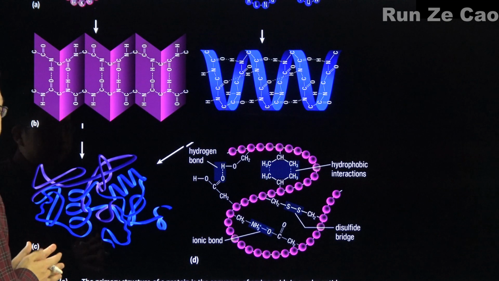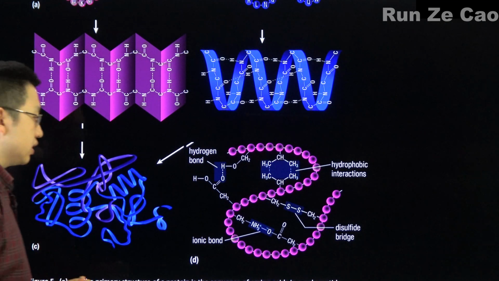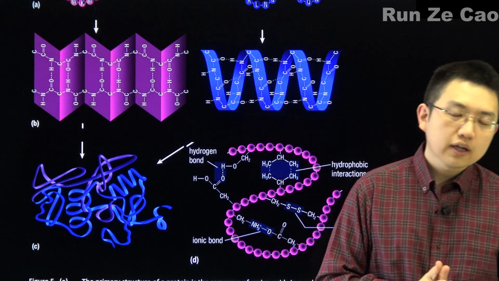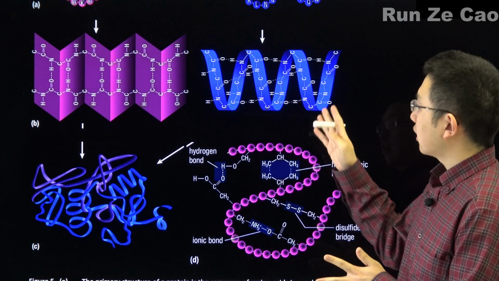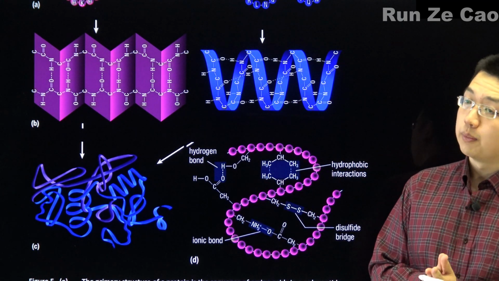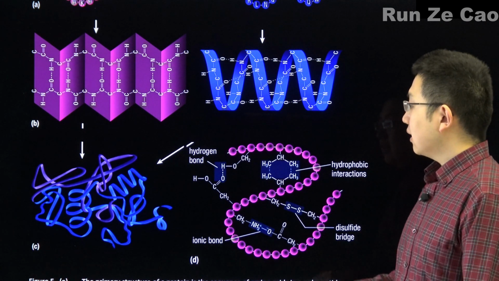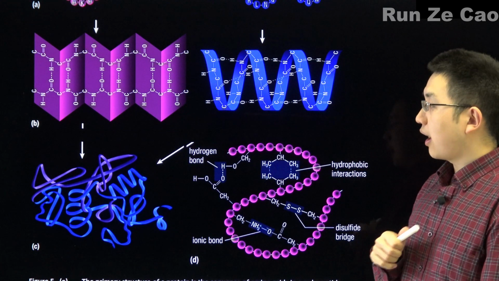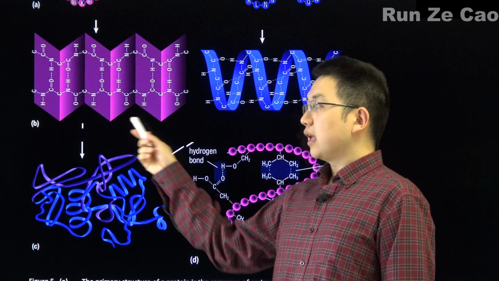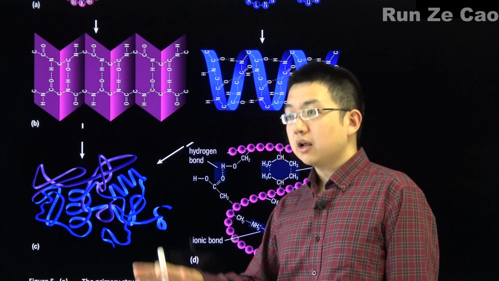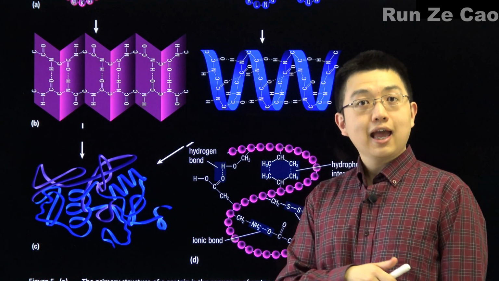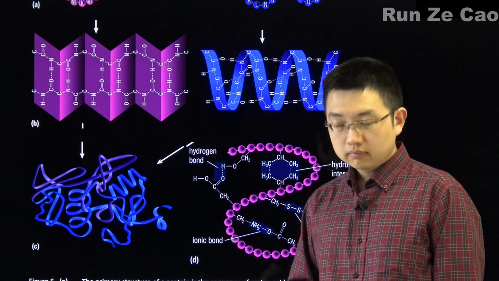Okay, so we have the primary structure, which is the sequence of amino acids, and then that will spontaneously fold into secondary structures. Sometimes this requires a little bit of help, though. And the secondary structures are potentially alpha helices or beta pleated sheets. Now, beta pleated sheets can be parallel or they can be anti-parallel. What does this mean?